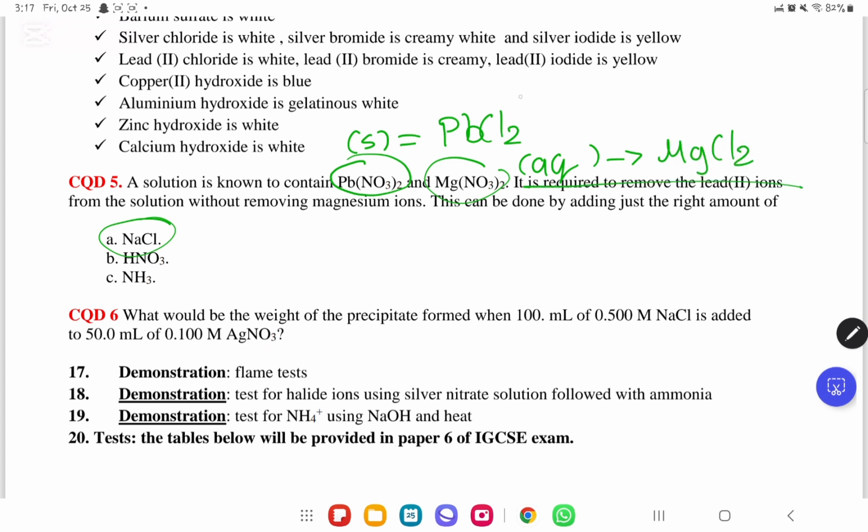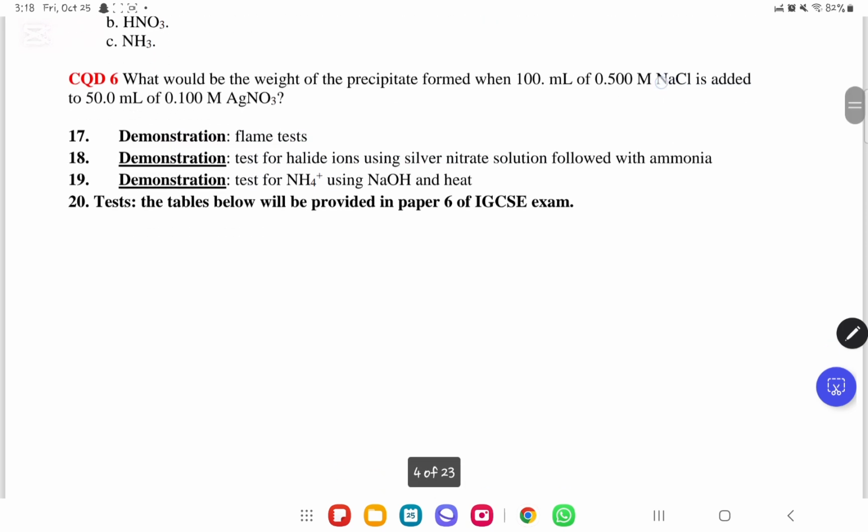And since it is soluble and this is insoluble, we can filter it, okay? So we do the filtration. This is the filter, okay? Looks something like this. You do the filtration. Here you have the cup. Here what comes out is the aqueous, which is the MgCl2, and what remains in the top is the precipitate or the solid, which is PbCl2. So that's CQD number 5 done.